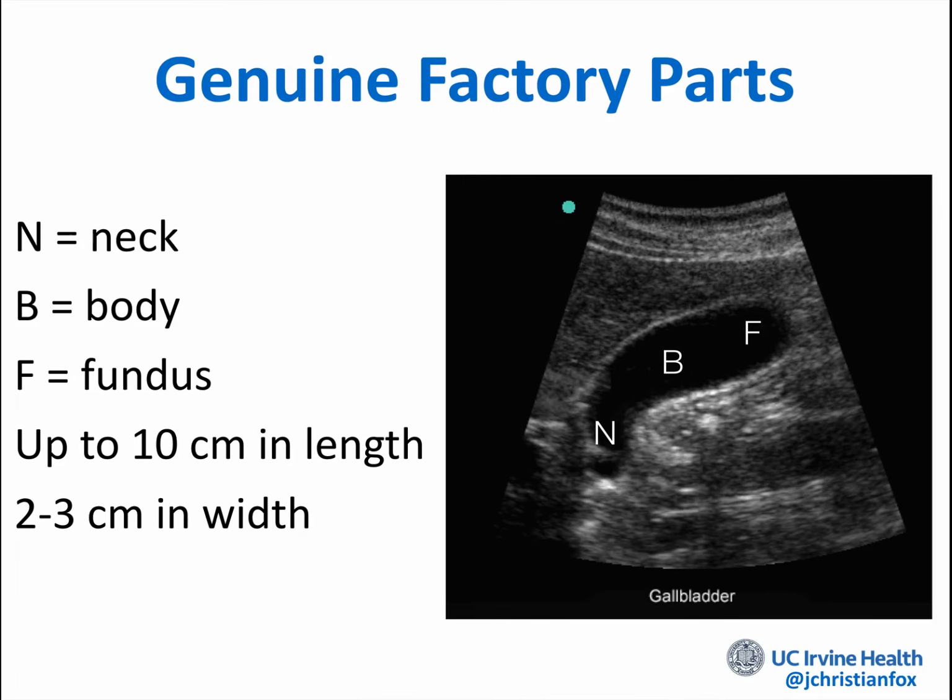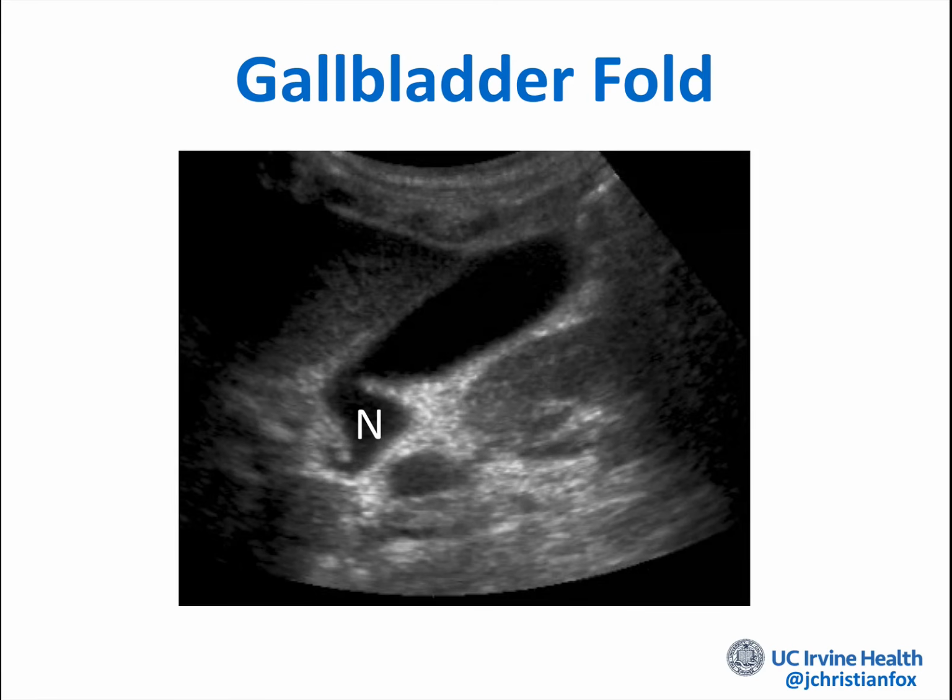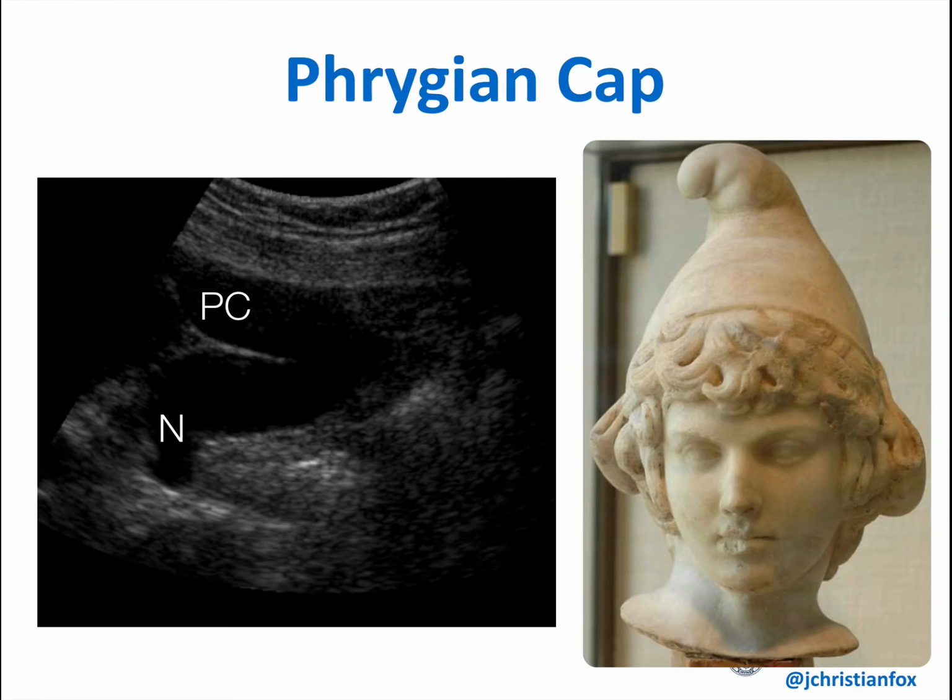Now, the gallbladder does have very distinct parts to it. It's got a fundus, it's got a body, and then down here has the neck. Normal gallbladders are up to 10 centimeters in length and about 2 to 3 centimeters in width. And sometimes you get a really funky fold. You'll see these really interesting folds down here in the neck of the gallbladder, and stones can get wedged down there in the neck of the gallbladder. And sometimes you get a fold over here in the top of the gallbladder, and that's called a phrygian cap. There's not a specific name for when you have a fold down in the neck of the gallbladder, though.